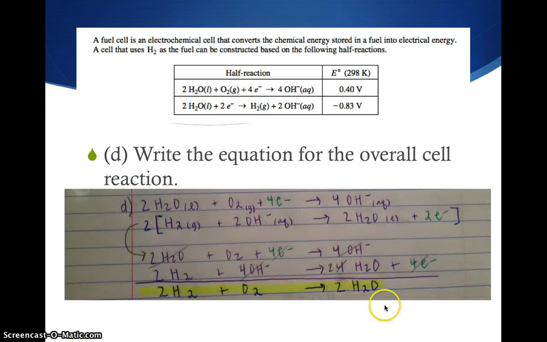The equation with the greater reduction potential will be reduced, whereas the equation with the lesser potential will be oxidized, meaning that we'll need to flip the second equation because that has the lesser reduction potential. Then we need to balance the number of moles of electrons in both equations to equal each other. Then we cancel out the species that are on both the product and reactant sides, and combine the two equations together to get 2H2 plus O2 yielding 2H2O.